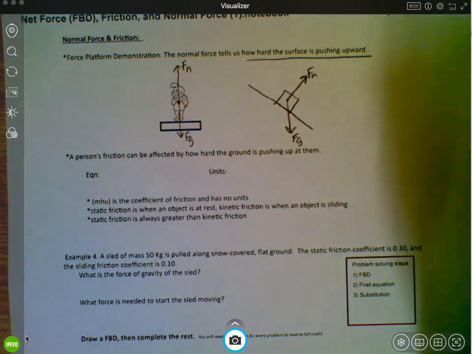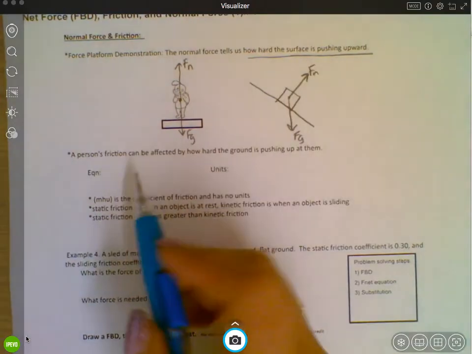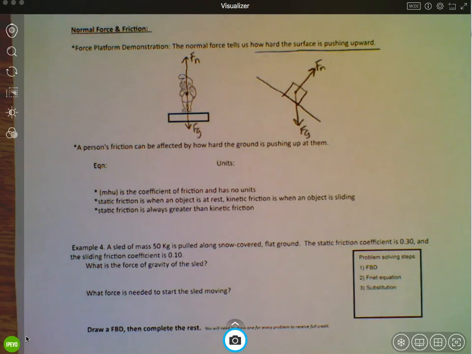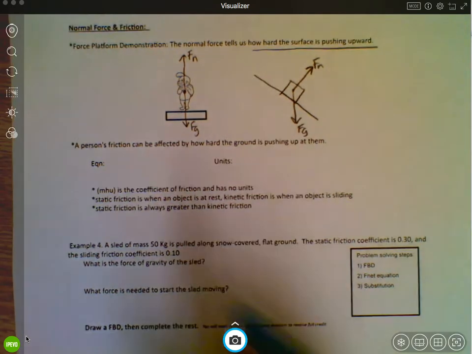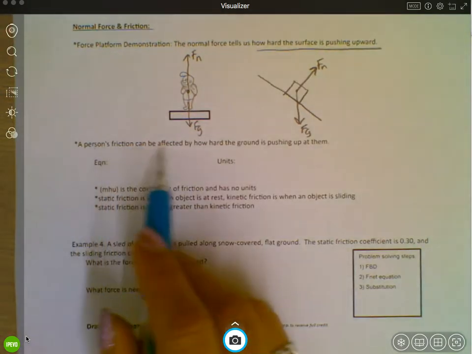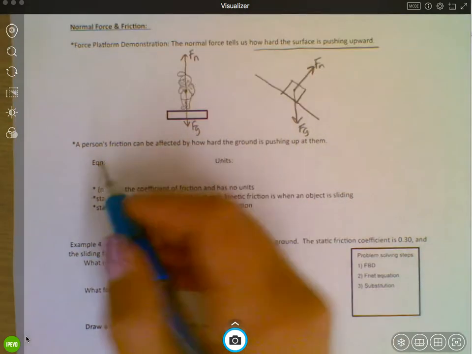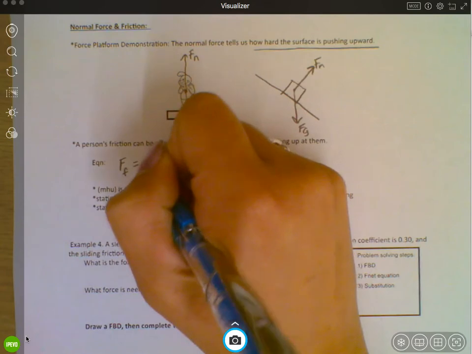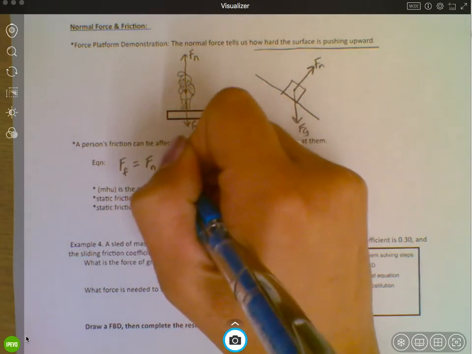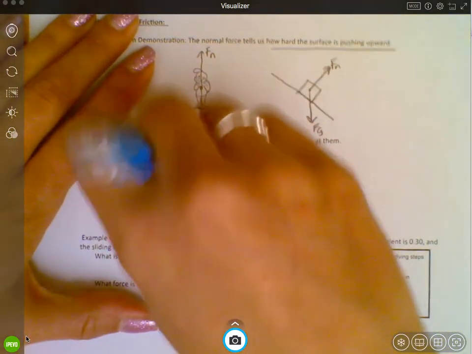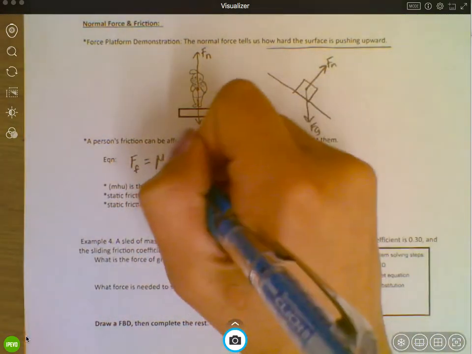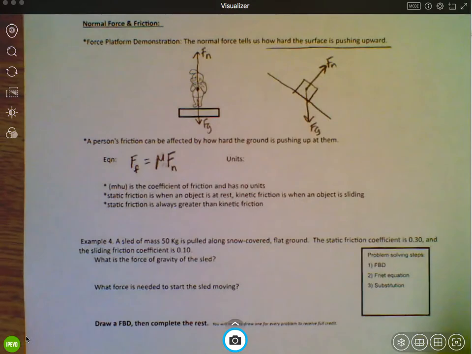All right, friction. I think we talked about friction already a little bit, but friction is just sort of the resistance of a surface that's going against the motion, resisting motion. So a person's friction can be affected by how hard the ground is pushing up. So the equation for friction is the normal force times, oops, I wrote this wrong. Do this in this order. It's this weird M looking thing times the normal force.